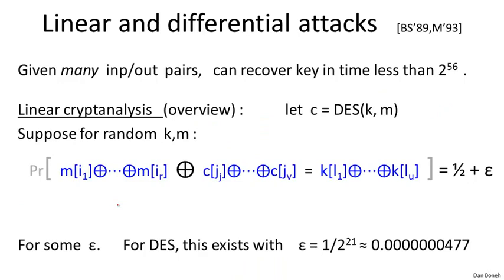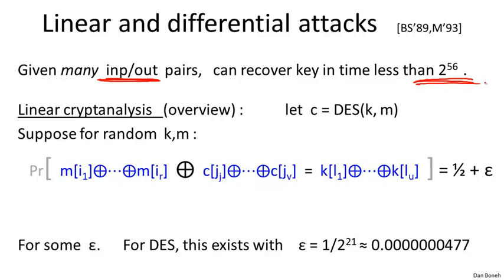Alright, so now I want to turn to more sophisticated attacks on block ciphers, and I'll particularly talk about how these attacks apply to DES. These attacks were discovered by Biham and Shamir back in 1989, and I'll particularly describe a version of the attack discovered by Matsui in 1993. So the goal here is basically, given many input-output pairs, can we recover the key better than exhaustive search? Anything that runs better than exhaustive search already counts as an attack on the block cipher.